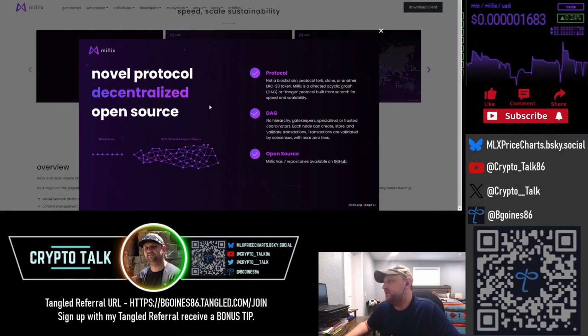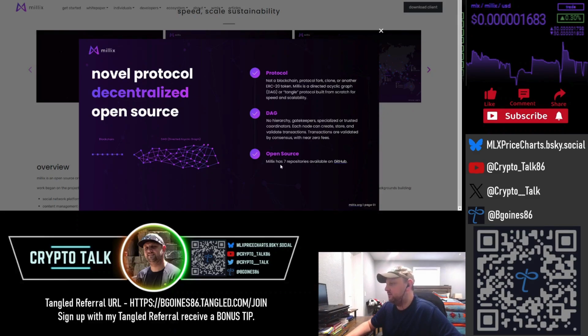So Millix is not a blockchain protocol, fork, clone, or another ERC20 token. Millix is a directed acyclic graph, or tangled, protocol built from scratch for speed and scalability. On the DAG, there's no hierarchy, gatekeepers, or specialized or trusted coordinators. Each node can create, store, and validate transactions. Transactions are validated by consensus with near zero fees.